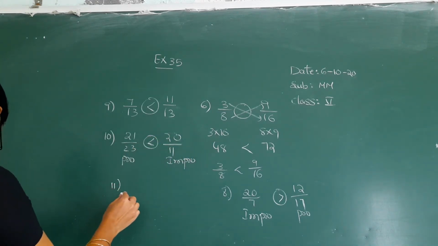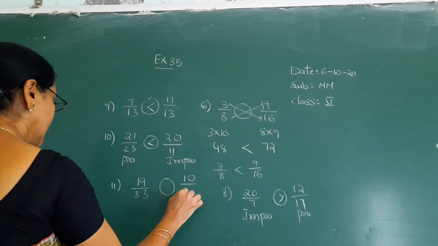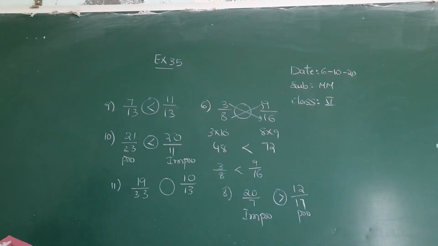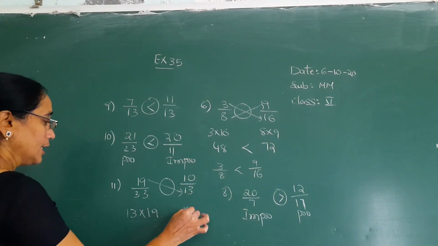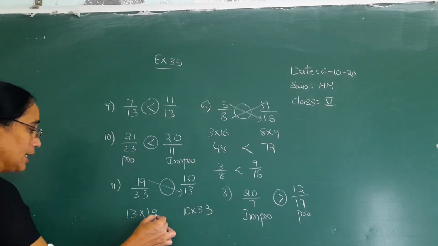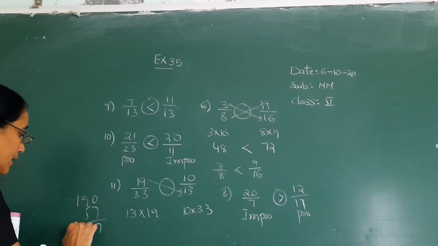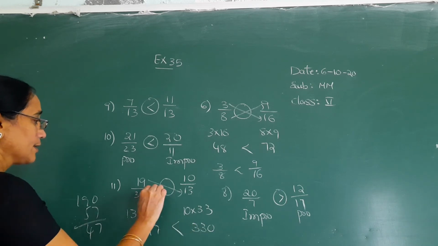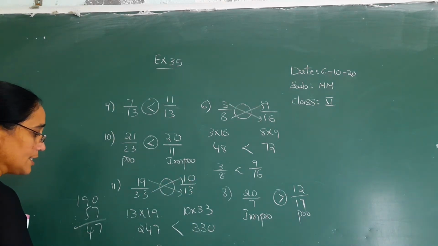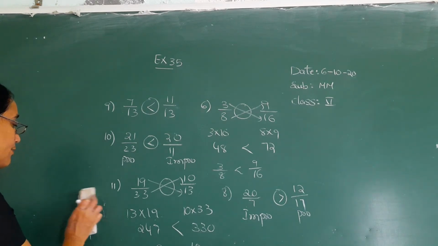See the 11th question. 19 by 33, 10 by 13. Here different denominators and different numerators. Find the cross products. 13 into 19, 10 into 33. 13 nineteens, how much? 247. 330. So it is greater. So 19 by 33 is less than 10 by 13. So 10 by 13 is the greater fraction.